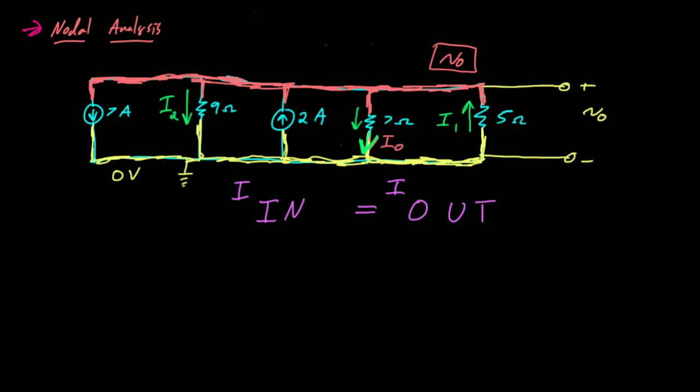And now with this information, this is a good idea for you to pause the video right here and try to write this equation for yourself. Try to write that the current that goes into our V0 node is equal to the current that flows out of our V0 node. So pause the video and try to do that.